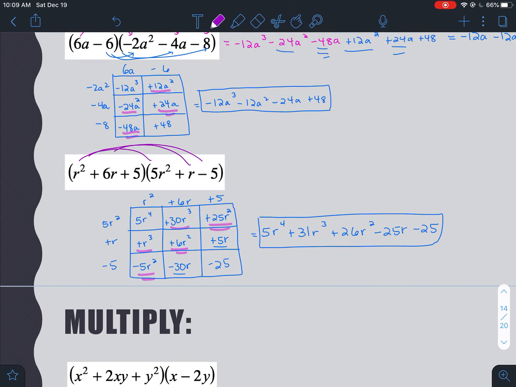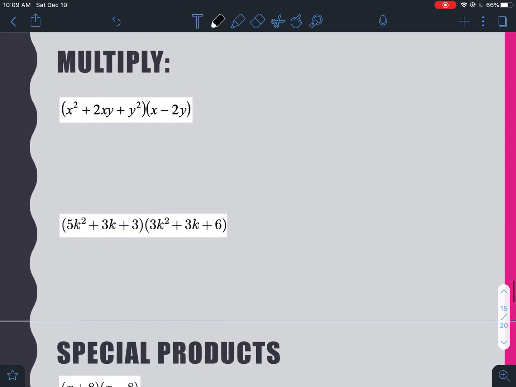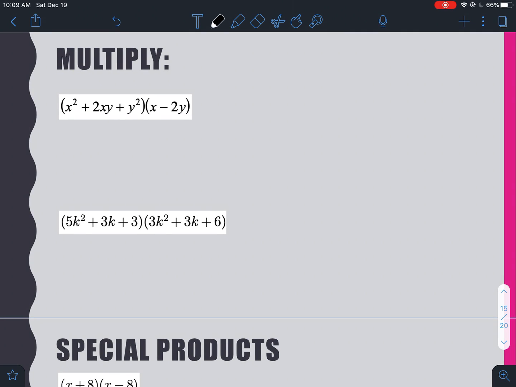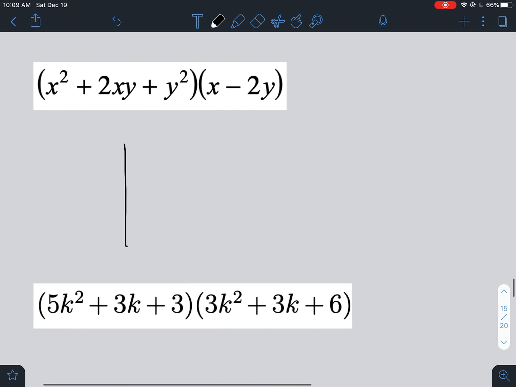Or if you use the distributive method, you'd have to distribute 3 times. So r squared would go to all 3 terms. Negative 6r would go to all 3 terms. And then the 5 would go to all 3 terms. And you'd end up with the exact same terms you got in the box. And then when you combine like terms, you'd end up with our answer. All right, so go ahead and pause the video and try the next 2 using whatever method you like best.